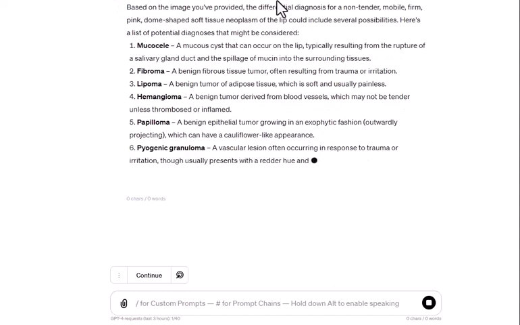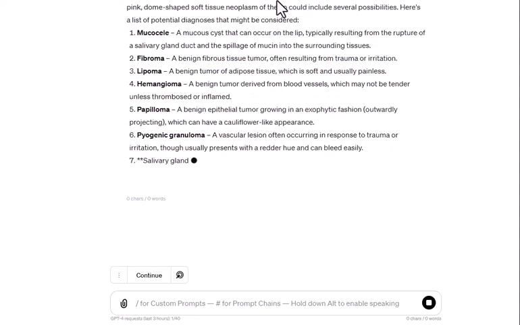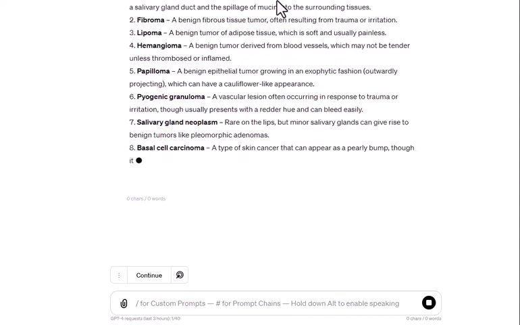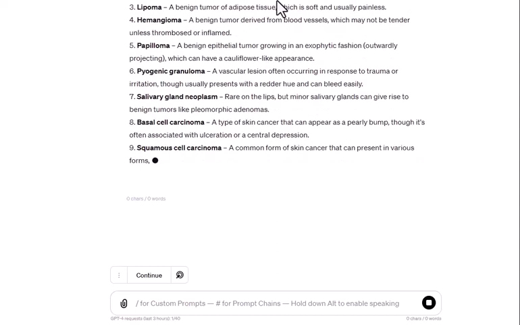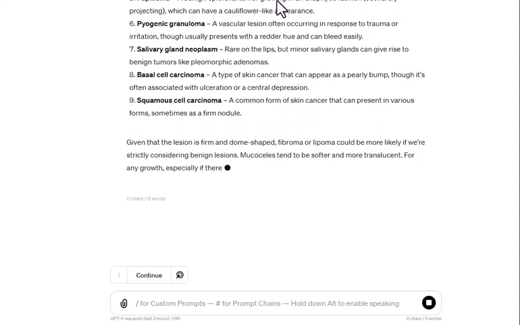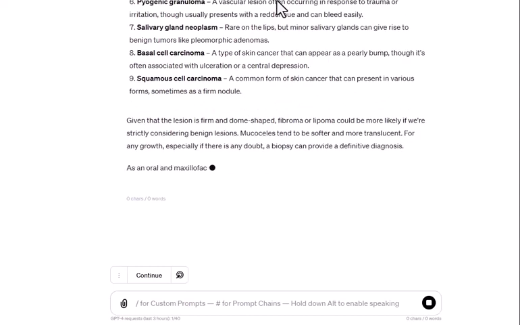A fibroma, a benign fibrous tissue tumor resulting from trauma or irritation. Lipoma, a benign tumor of adipose tissue, soft and usually painless. Hemangioma, papilloma, pyogenic granuloma, salivary gland neoplasm, basal cell carcinoma, squamous cell carcinoma.